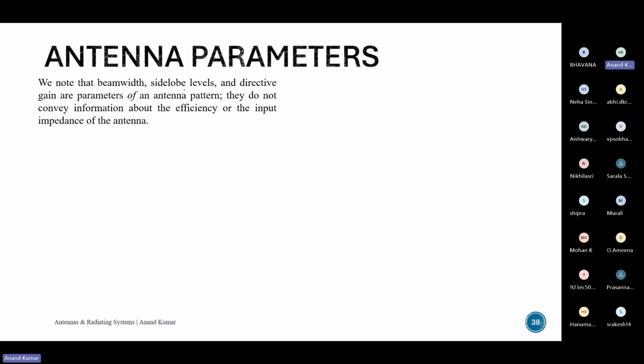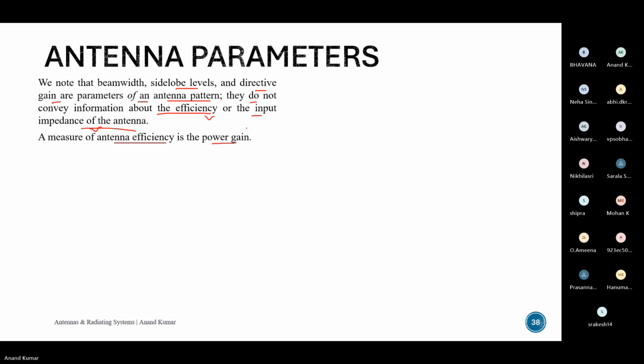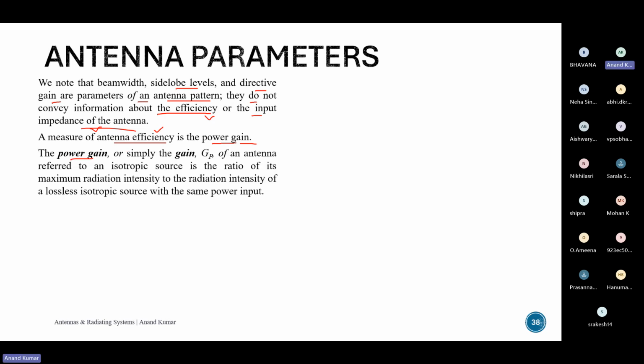We note that the beam width, the side lobe levels, and the directive gain are parameters of the antenna pattern. They do not convey information about the efficiency or the input impedance of the antenna. So we'll now focus on efficiency and the input impedance of the antenna. A measure of the antenna efficiency is the power gain. So we saw directive gain. Now there is something called power gain. This is another type of gain which will give us the idea of antenna efficiency.